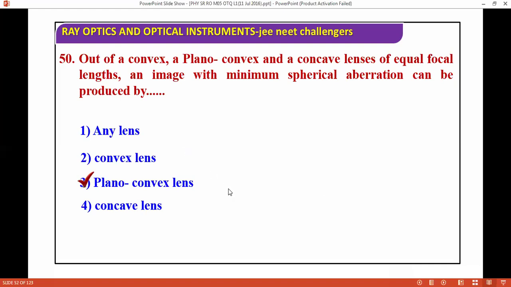So you should know this concept. If you don't know, please don't attempt these questions. So, plano-convex lens. Okay, the next question.